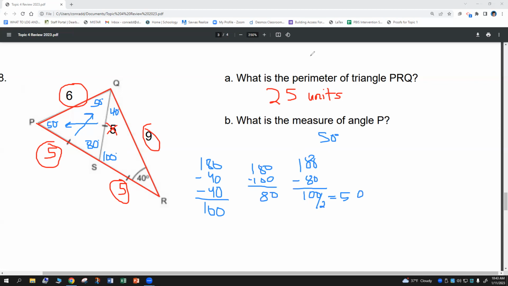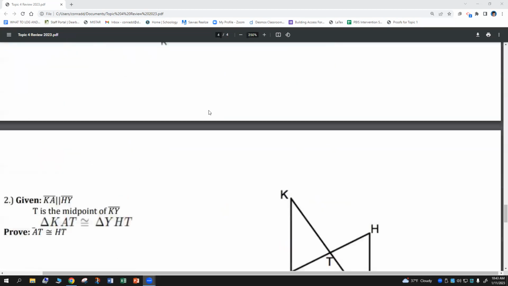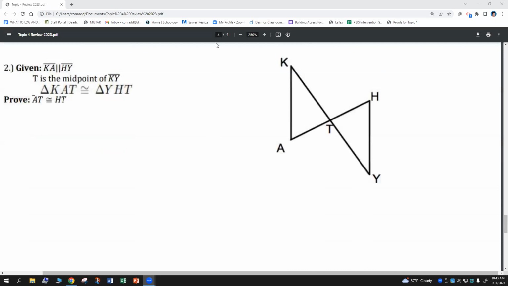All right, now we just have the proofs. So let's go do the proofs. Okay, so this one, again, I don't think it got messed up for whatever reason. I don't know why. But we're not proving this. We're trying to prove that triangle KAT is congruent to triangle YHT.